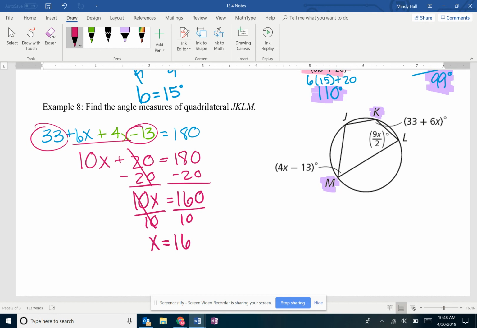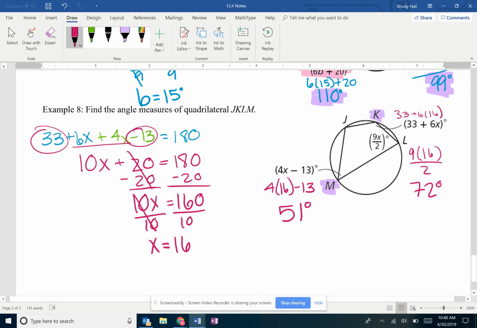So just like we did with the one before, we have to actually plug it in now. So we would have 4 times 16 minus 13, which would give us 51 degrees. For L, we would have 9 times 16 divided by 2, which would give us 72 degrees. Then if we do 33 plus 6 times 16, that gives us 129 degrees. And then to find angle J, we just do 360 minus 129 minus 51 minus 72, and that gives us 108 degrees.